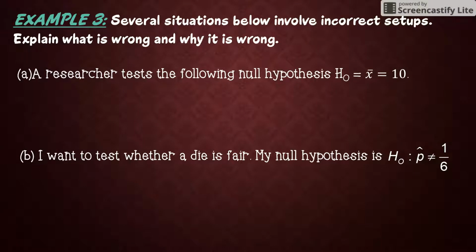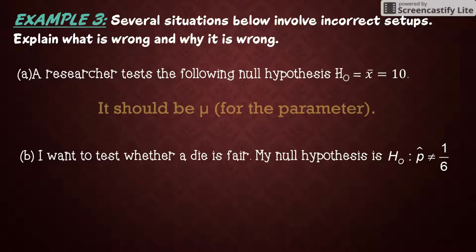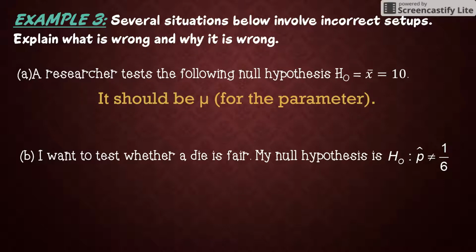In each situation, there are incorrect setups. Go ahead and pause the video to see if you can find why these are wrong. All right, and the first one, hopefully you said mu for the parameter. X bar is the part that is wrong. You never ever have a sample statistic. You're always trying to understand the null, which is mu.